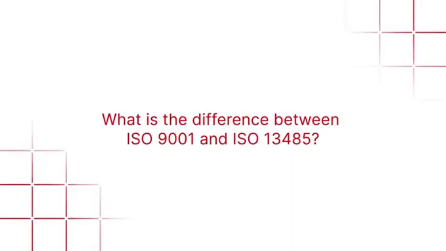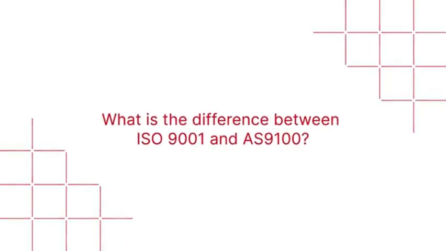What's the difference between ISO 9001 and ISO 13485? ISO 13485 is a standard for quality management systems in the medical device industry. It's similar to ISO 9001, but includes additional requirements specific to medical devices. What's the difference between ISO 9001 and AS 9100? AS 9100 is a standard for quality management systems in the aerospace industry. It's based on ISO 9001, but includes additional requirements specific to the aerospace industry.